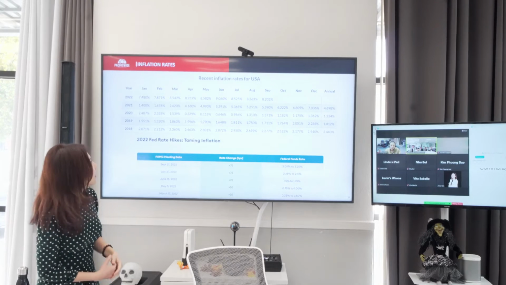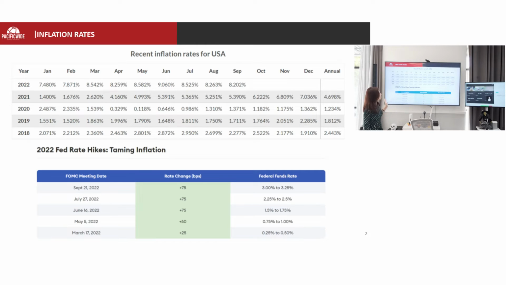Let's take a look at 2018. Most of the inflation rate is below what? 2%. Below 3%, right? And look at 2019. What is the inflation rate? Below 2%, right? And how about 2020? Really below 2%, and a lot of them below 1%.